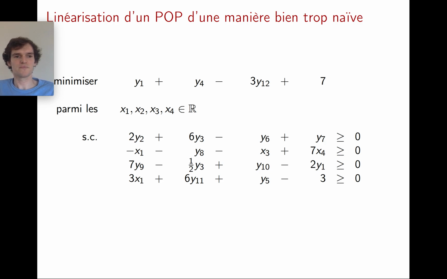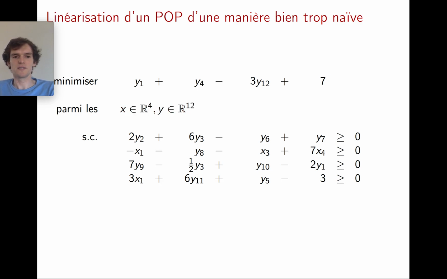And now we have no more monomials, or we don't have any more products of variables. We still have x1, x3. We still have the original variables. Some of them are still in the problem, but now we have all these other new variables.